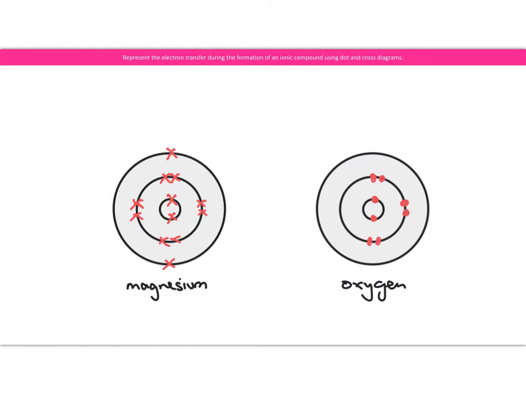So magnesium needs to lose 2 electrons. Oxygen needs to gain 2. So every magnesium atom is going to transfer 2 electrons to oxygen atoms.